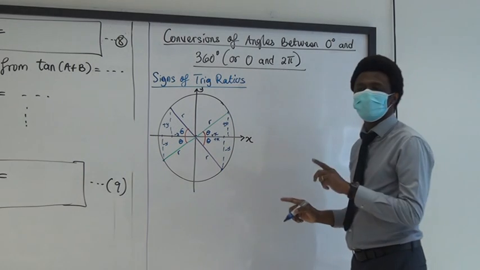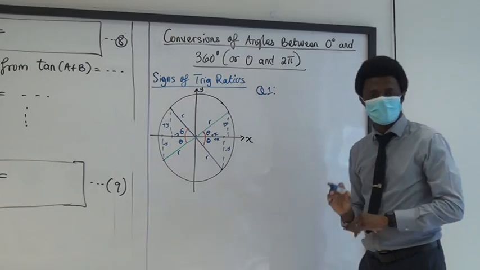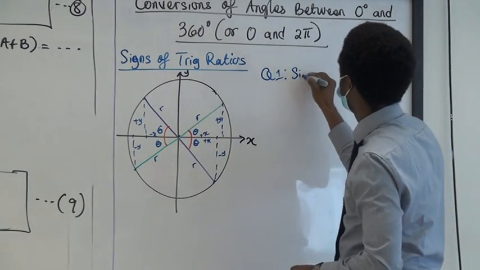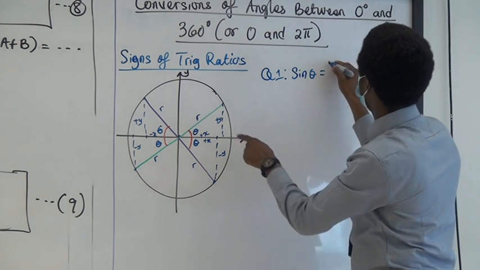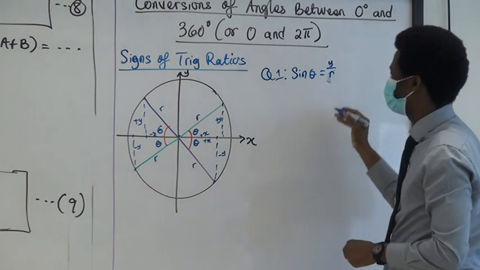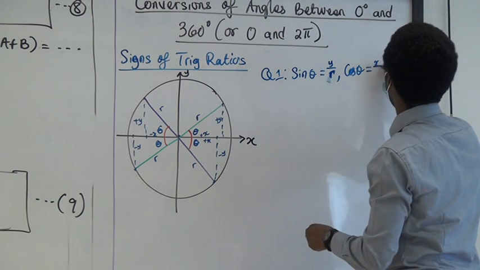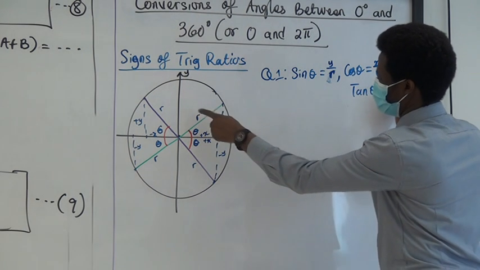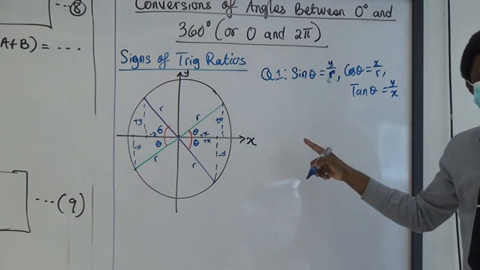So if you find your SOHCAHTOA in each quadrant, let's say quadrant 1, I call it Q1, just to abbreviate. In quadrant 1, my sine theta is what? Opposite over hypotenuse, that's y over r, right? Y over r. My cos theta is x over r, okay? And my tan theta is what? O over A, y over x. You can see they are all positive.